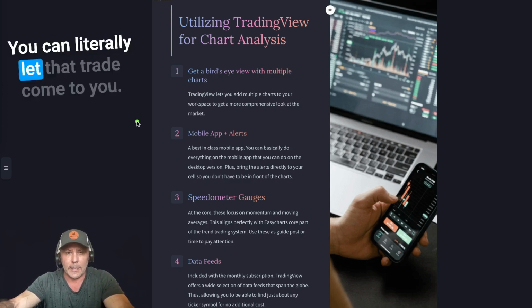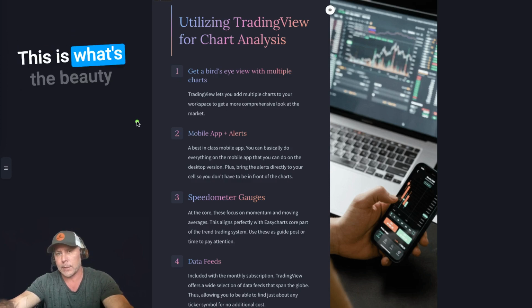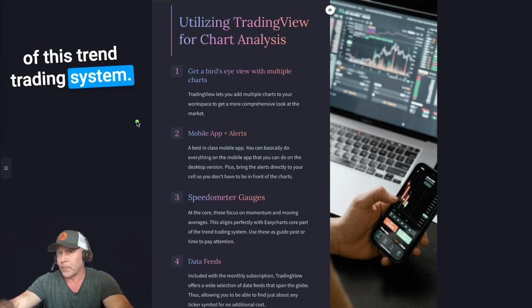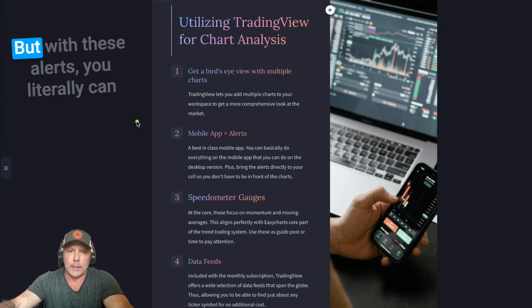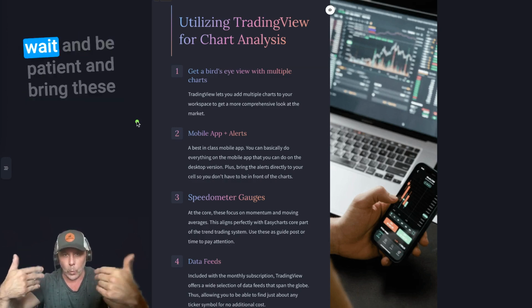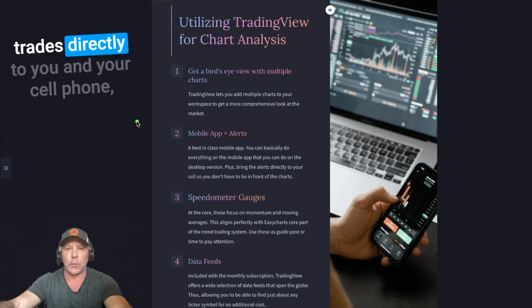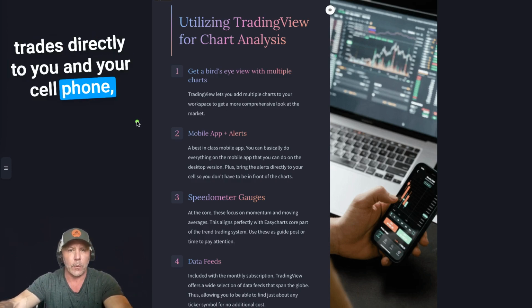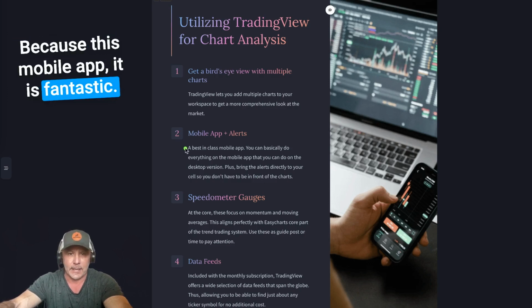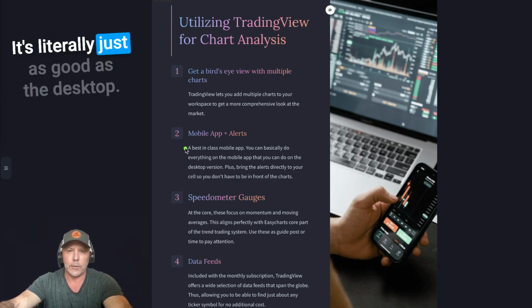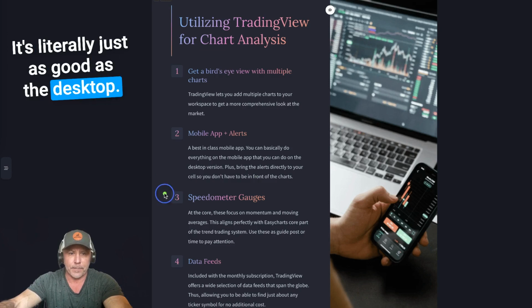You can literally let that trade come to you. This is the beauty of this trend trading system. I've heard this for years and I never knew what it meant. But with these alerts, you can wait and be patient and bring these trades directly to you and your cell phone, regardless of what you are doing, because this mobile app is fantastic. It's just as good as the desktop.